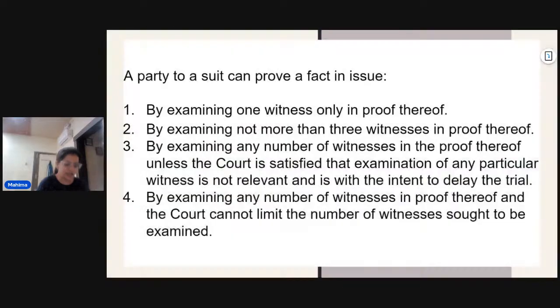Everyone is correct here. A party to a suit can prove a fact in issue by examining one witness only in proof thereof, by examining not more than three witnesses, by examining any number of witnesses in proof thereof, unless the court is satisfied that the examination of the particular witness is not relevant and is with the intent to delay the trial, and the court cannot limit the number of witnesses sought to be examined.